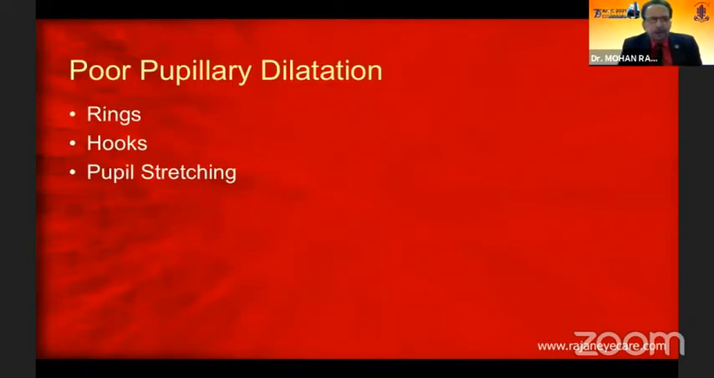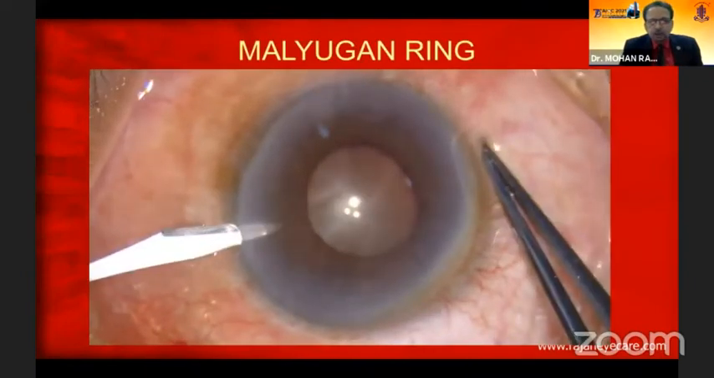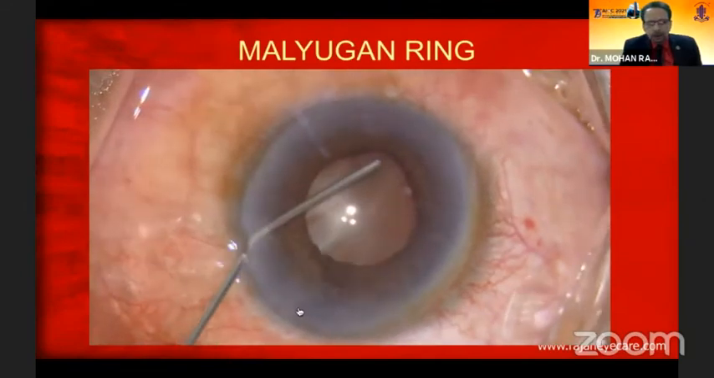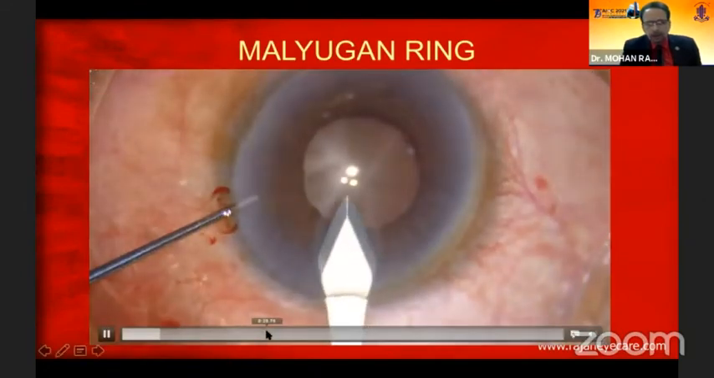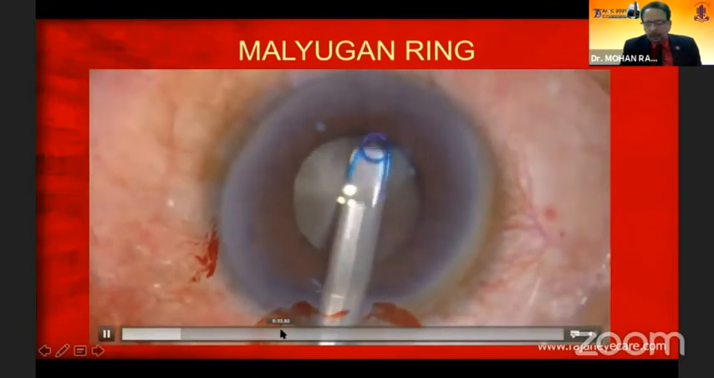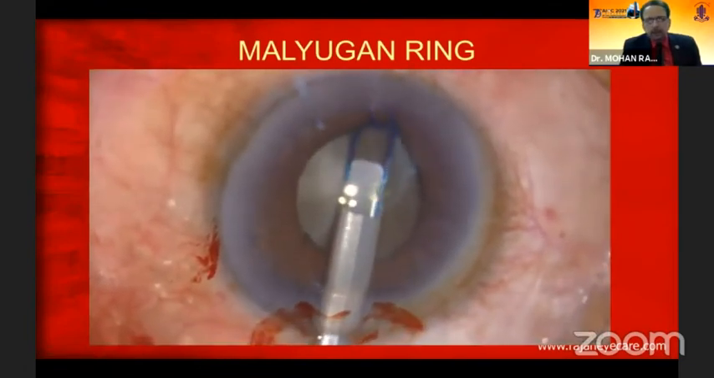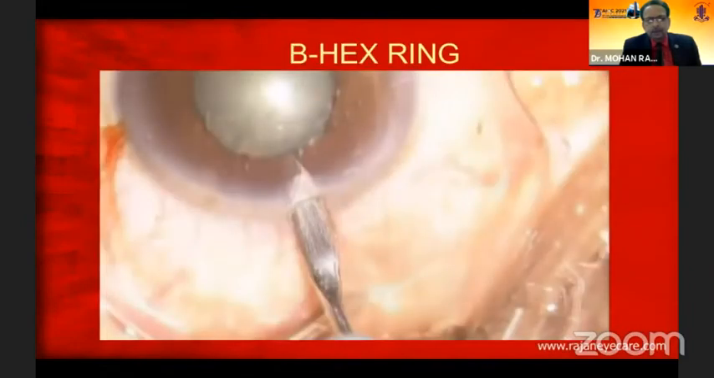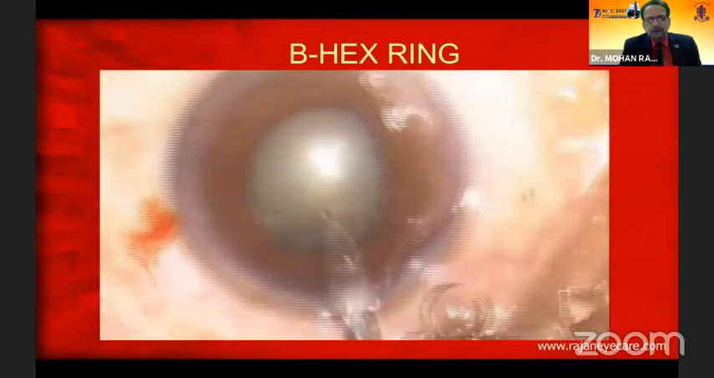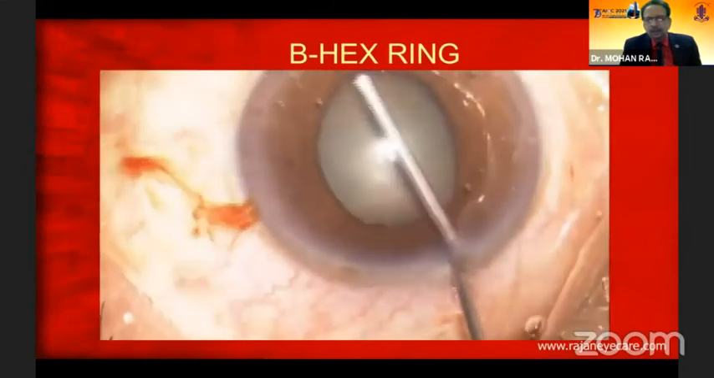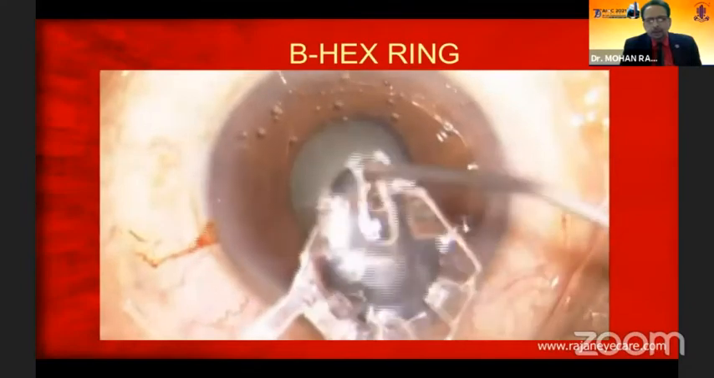Poor pupillary dilatation: rings and hooks. You can use the Mulligan ring, or you can use the hooks which are commonly used. It produces less deformity. You can see the BX ring, which is made by Bhattacharjee, which works very well in these conditions, and it comes through the side port as well.